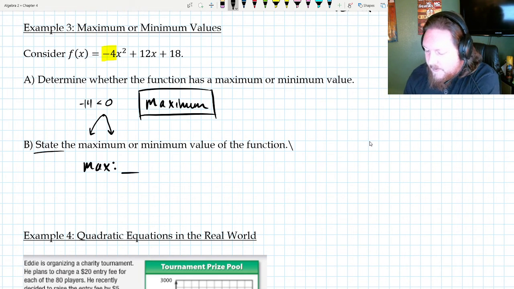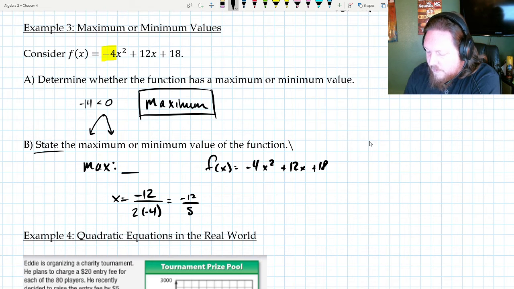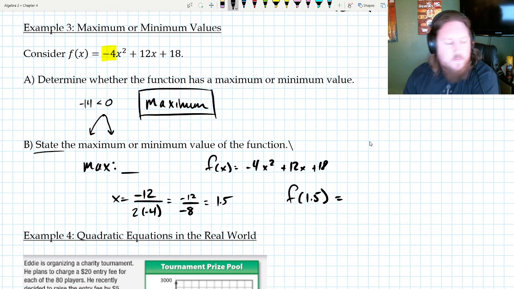Now let's calculate it out. Well, if I've got f of x equals negative 4x squared plus 12x plus 18, I almost don't even care about the plus 18, but I'm going to take negative b, so it's negative 12, over 2 times a. So that is negative 12 over negative 8, or positive 1.5. So now I'm going to, in my function, find the value of f of 1.5.